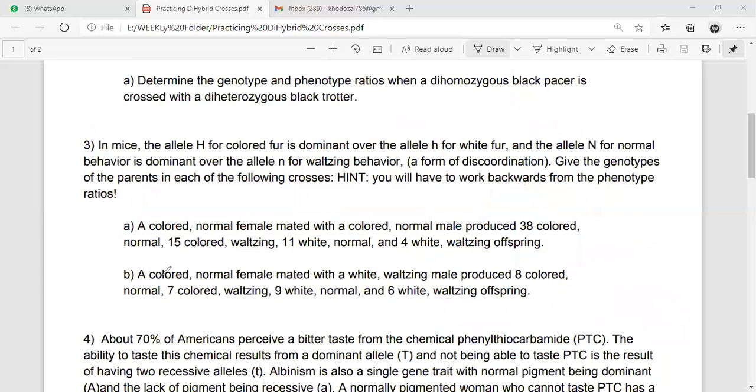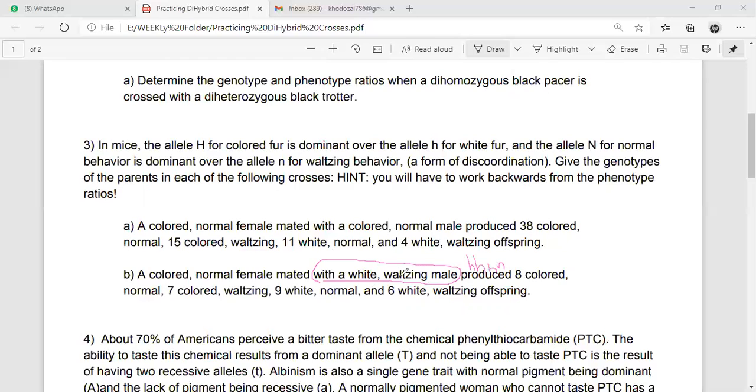Second thing is B. A colored normal female mated with a white Watson male. Correct? So the white Watson male is what? Recessive for its trait, yes? So the white Watson male will have this genotype, isn't it? All 4 alleles are recessive, correct? So it will be small h, small h, small n, small n for the male, because this is the only possibility.